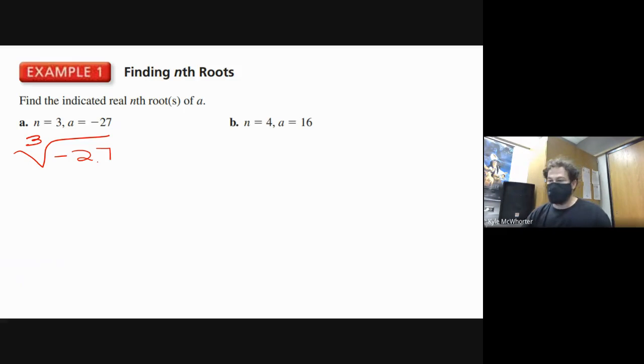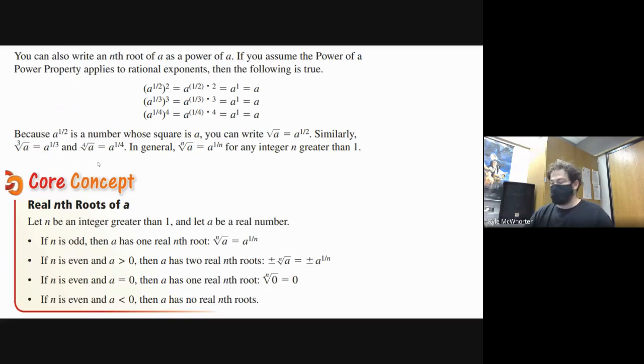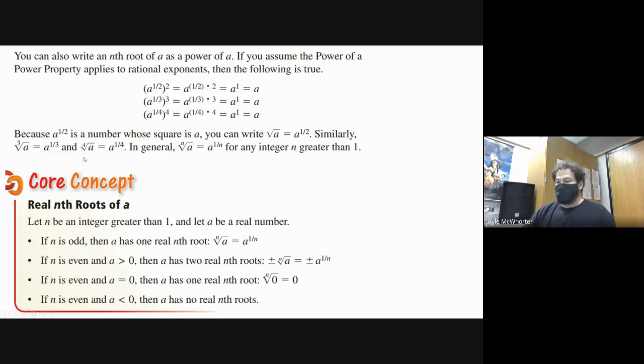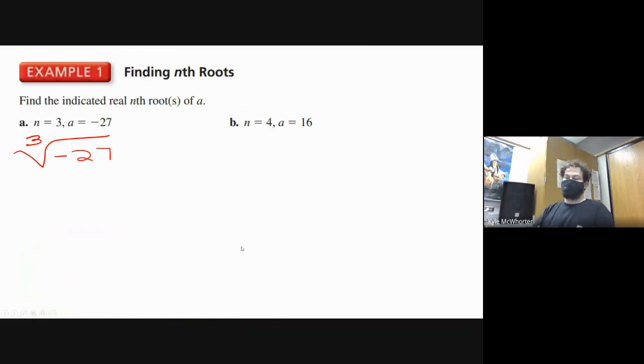So if we go back to our definition up here, we're doing the odd root of a negative number, right? So n is odd, then A has one real nth root. So we know we're only going to have one real root here. But what number would I multiply by itself 3 times to get negative 27? If you do negative 3 times negative 3 times negative 3, that gives you negative 27.